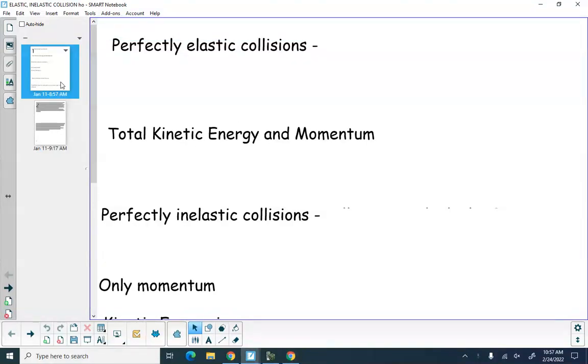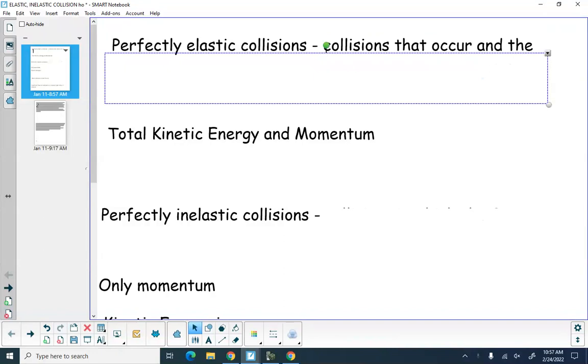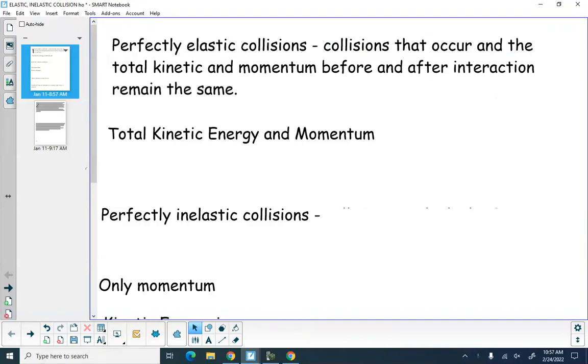Yeah, the last part of the chapter deals with types of collisions. First is an elastic collision, a perfectly elastic collision. These are collisions in which the total kinetic energy and momentum before and after the interaction will be the same. Perfectly elastic collisions.